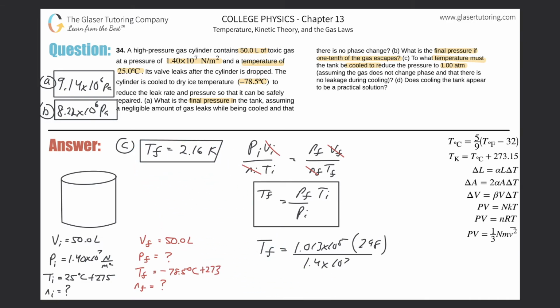And now, last but not least, let's say D. Does cooling the tank appear to be a practical solution? No. This is basically close to 0 degrees Kelvin, meaning that's like absolute zero. You can't get any colder than that. I don't know how to explain how cold this is. I don't even know if we can obtain temperatures this cold on Earth, even in a scientific setting.